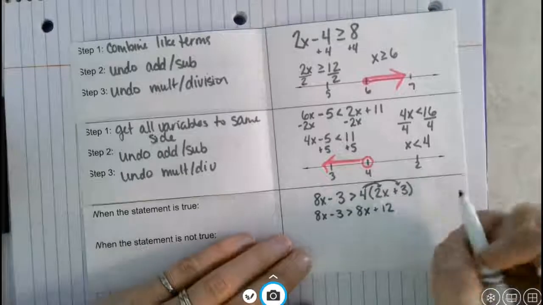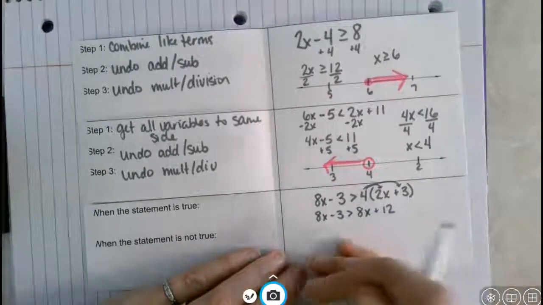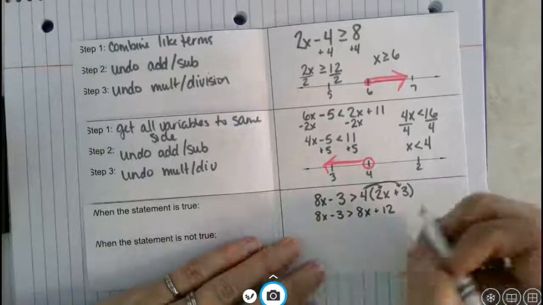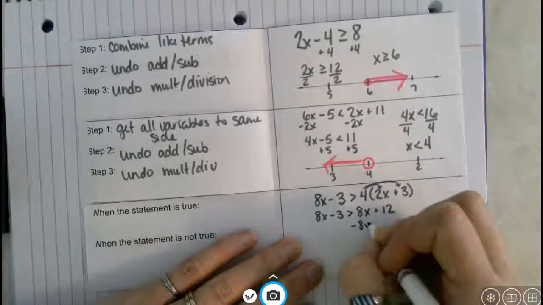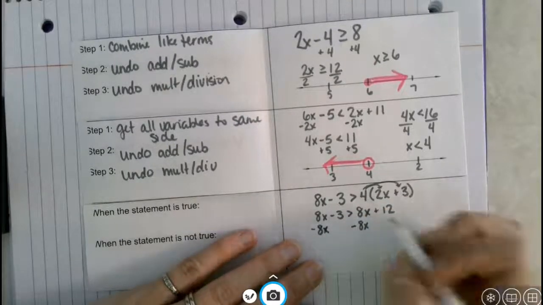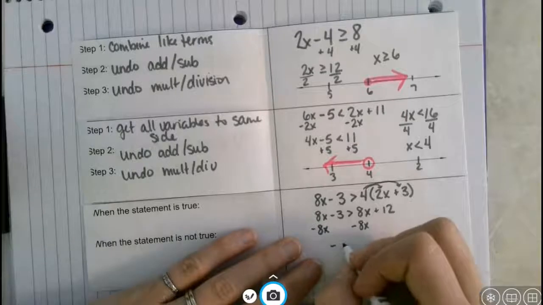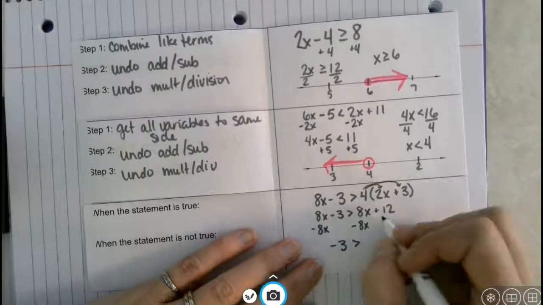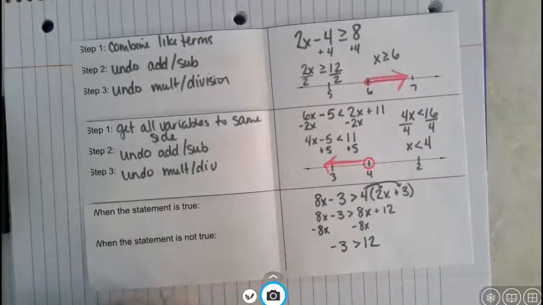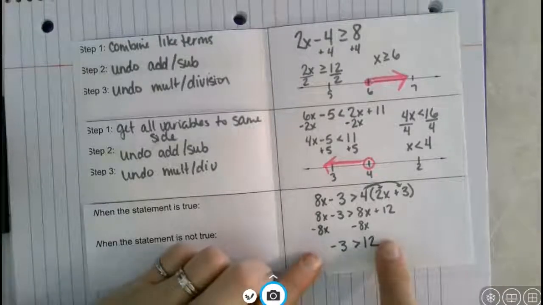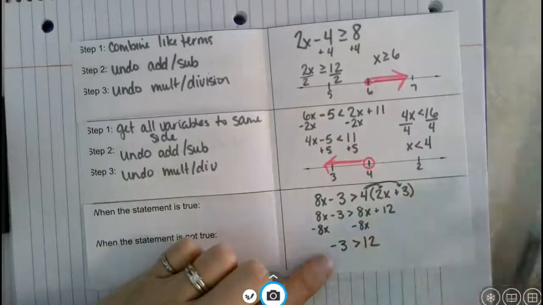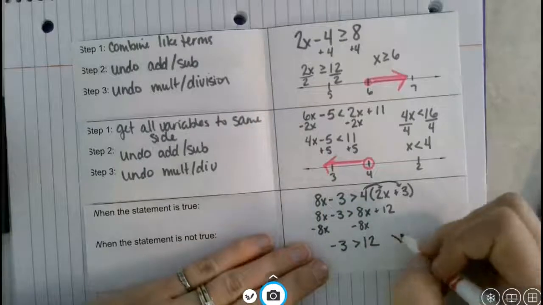So now I want to get all of my variables to one side, and I'm going to move them again to the left side. So I subtract my 8x from both sides. Well, that goes away, so I'm now left with negative 3 is greater than 12. Is this a true statement? Since my variables went away, negative 3 is not greater than 12.